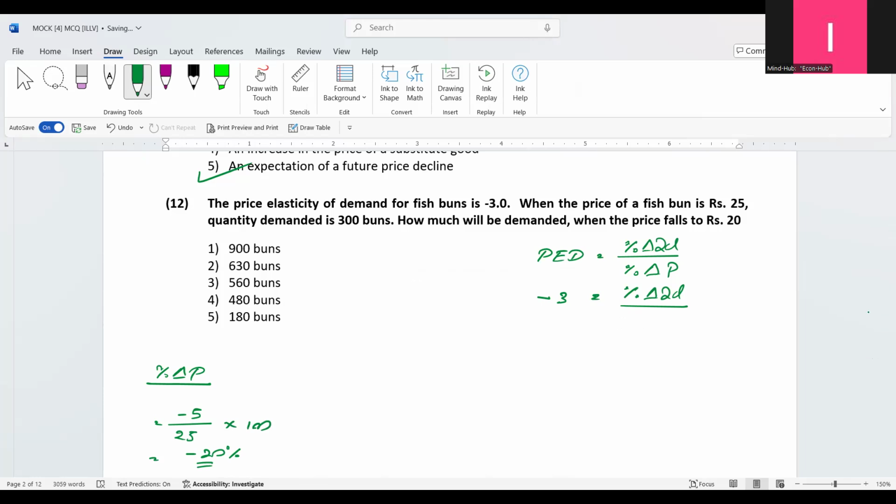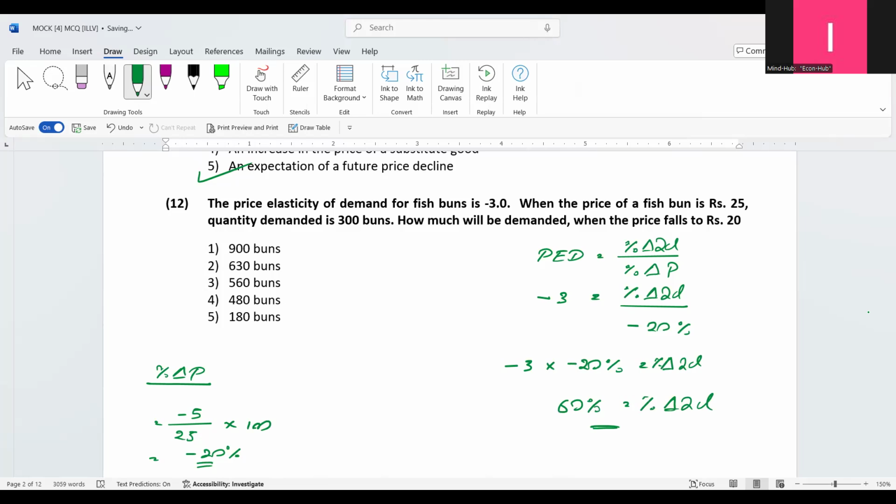And then we bring that -20 here. Okay. So if we cross this over, we will have -3 into -20% equals the percentage change in quantity demanded. So this will give us +60 equals percentage change in quantity demanded. So the quantity demanded is expected to change by 60%. So basically, it's a plus 60 increase.